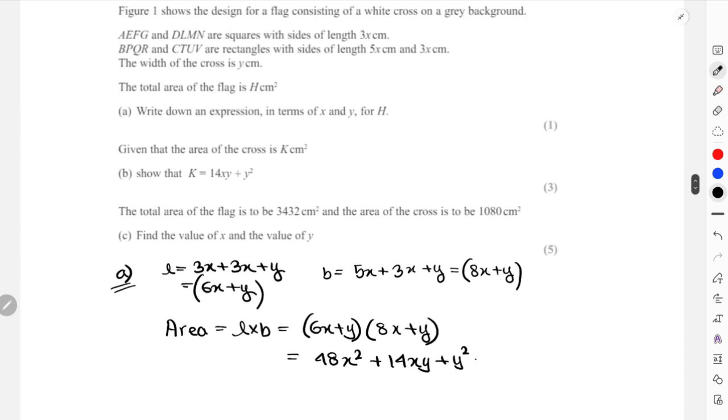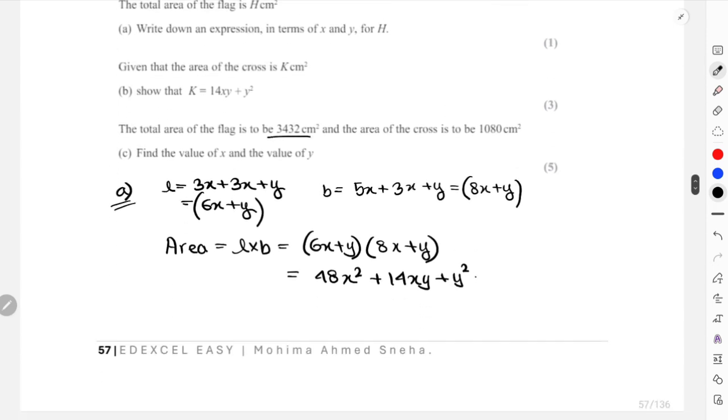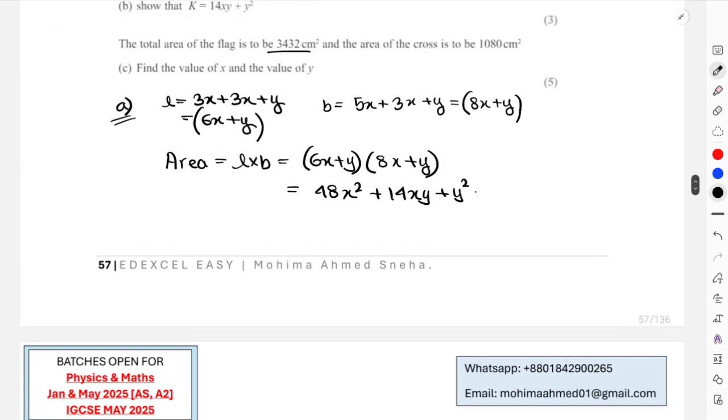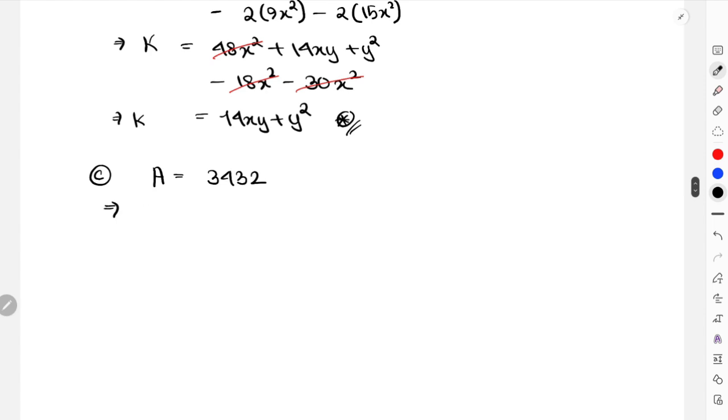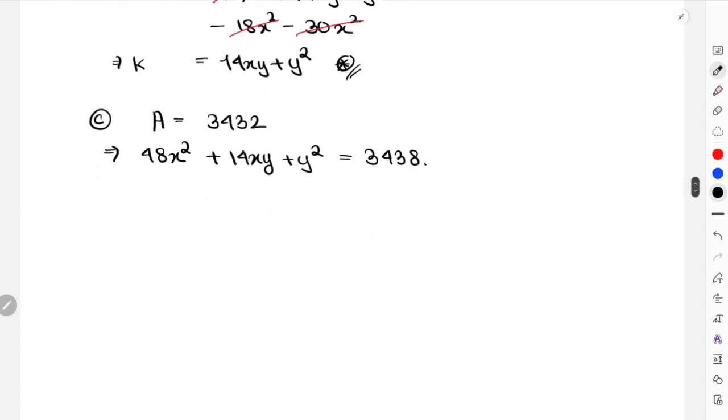After this, we'll move on to part C. The total area of the flag is 3432, and the area of the cross is 1080. Now find the value for x and y. This is a simultaneous equation at this point, right? The total area is 3432, where the expression was 48x square plus 14xy plus y square is equal to 3432. And now we know that 14xy plus y square is 1080.